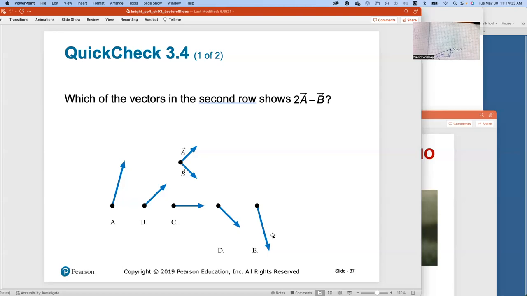All right, how many people think it's A? How many people think it's B? All right, pretty much everybody thinks it's A. Right, because B now is pointing to the left and positive, but there's two A's, and so A is the only one, because it's got to be a lot taller. All right, 2A minus B.